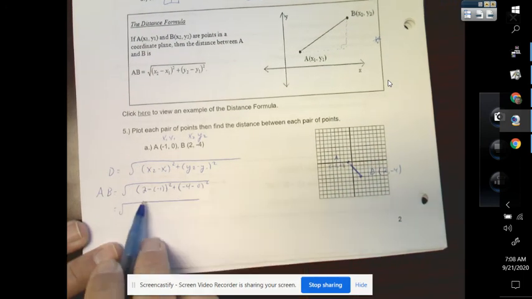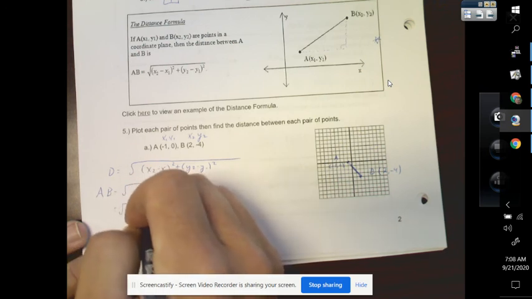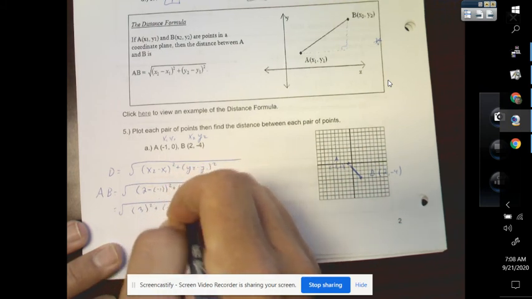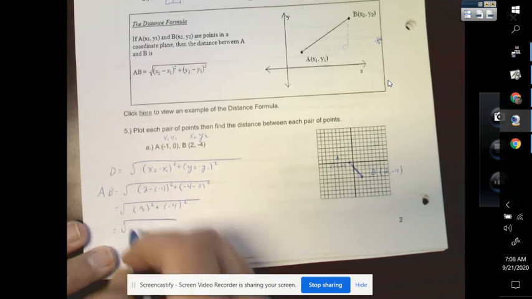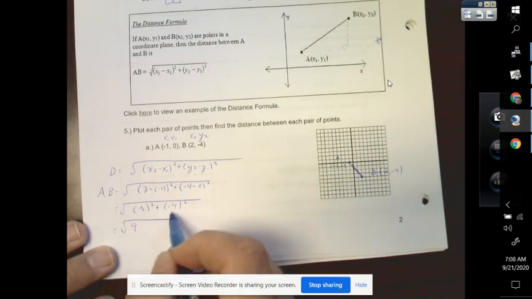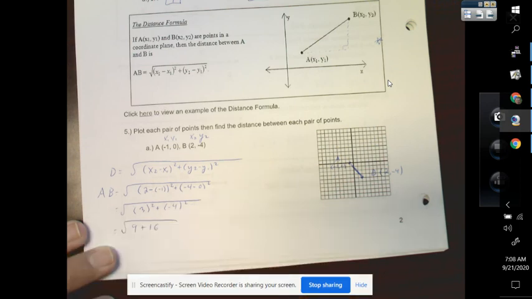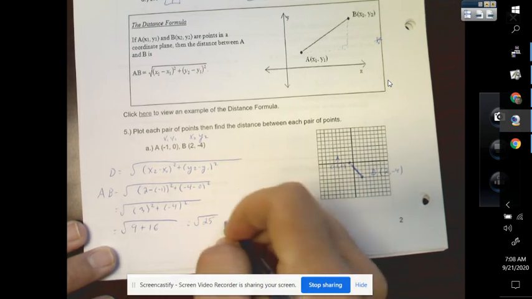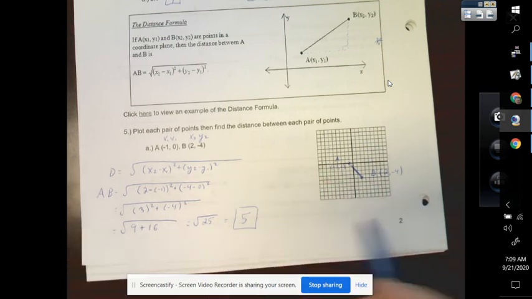All right. 2 minus negative 1 becomes 2 plus 1, which is going to be 3. Negative 4 minus 0 stays negative 4. Okay. 3 squared, 3 times 3, is positive 9. Ooh, this one though. Negative 4 squared. Negative 4 times negative 4 is positive 16. Negative times negative. Add them together. Square root of 25. 5. There we go. Distance formula.